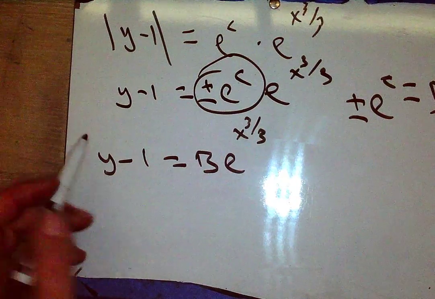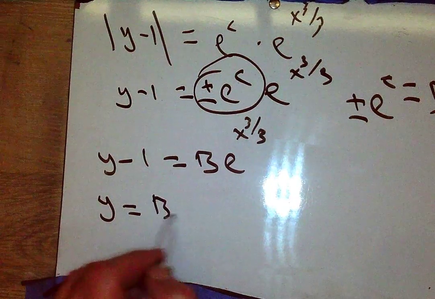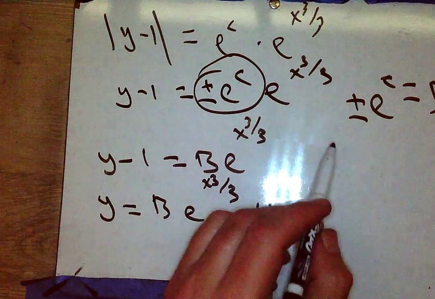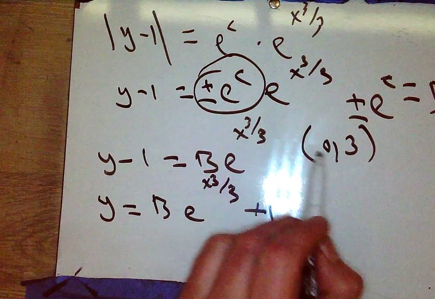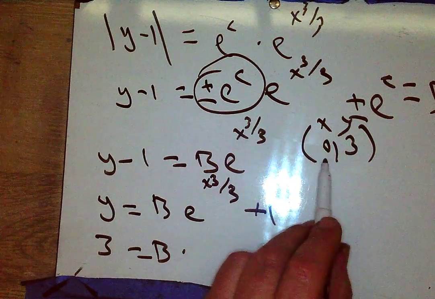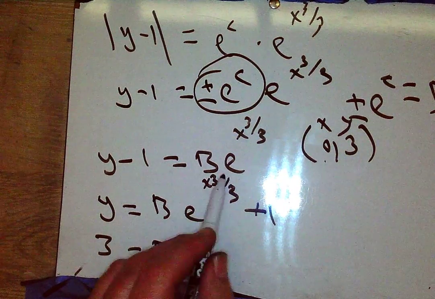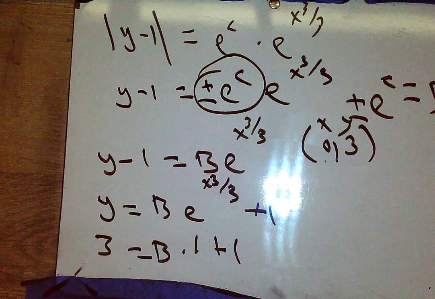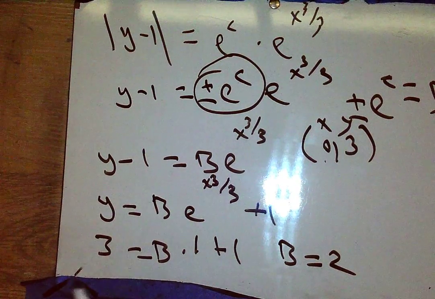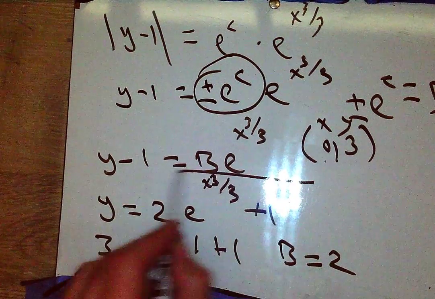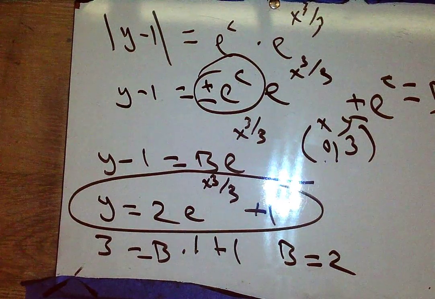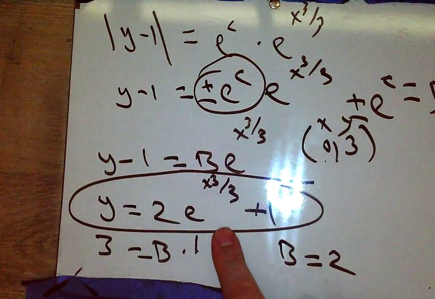Great. Now I feel like I could be ready to use that initial condition, 0, 3. That's an x value, that's a y value. 3 equals b times e to the 0 divided by 3, which is 0. E to the 0 is 1. And so I end up with b equals 2. Okay, well, let's plug that in. And there's my model.